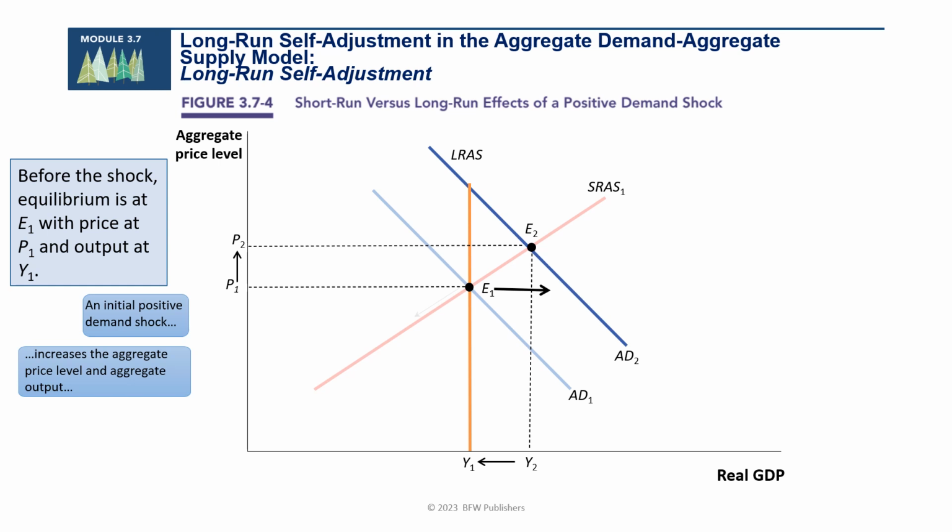And output increases from Y1 to Y2. That arrow is actually moving in the wrong direction there, boys. It should be pointing the other way from Y1 towards Y2. So the rightward shift in the aggregate demand curve, right? What effect does it have?